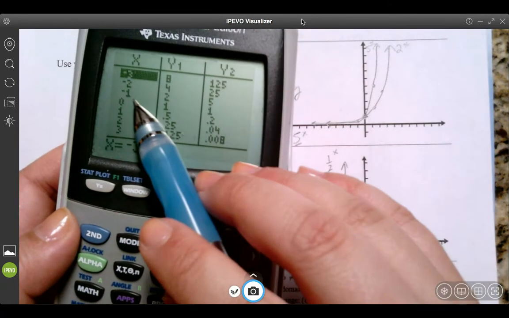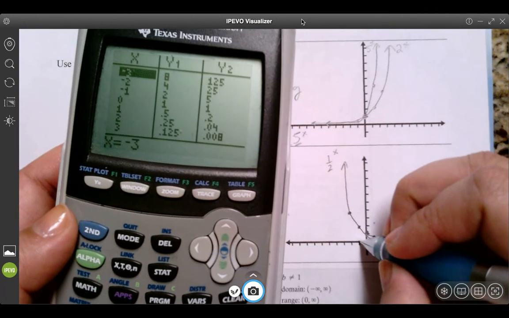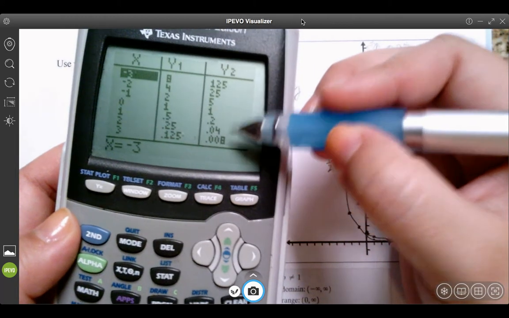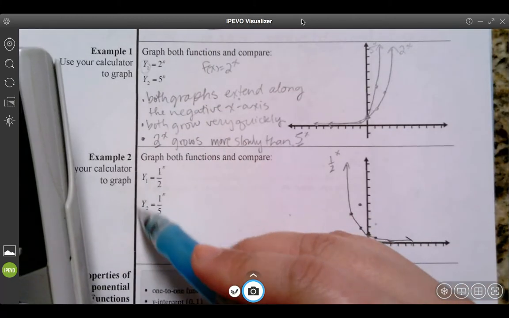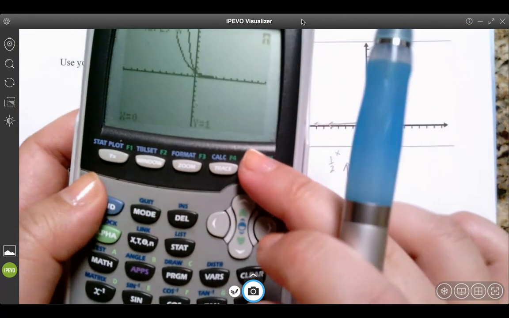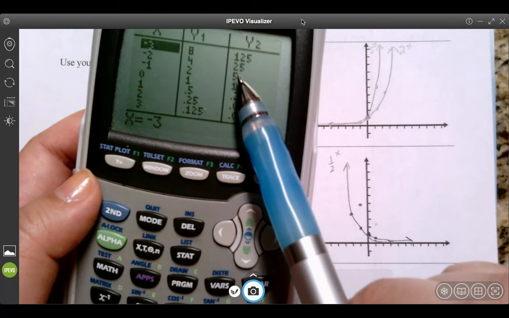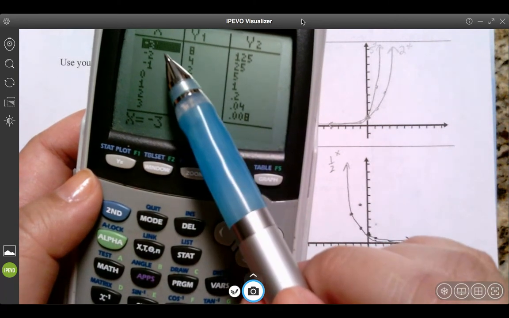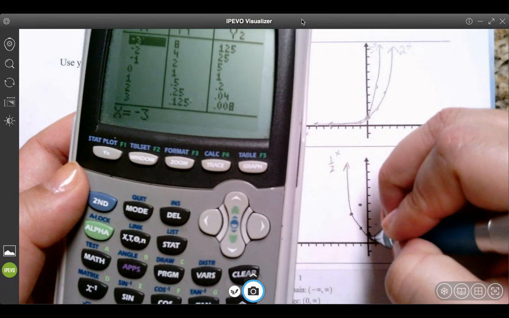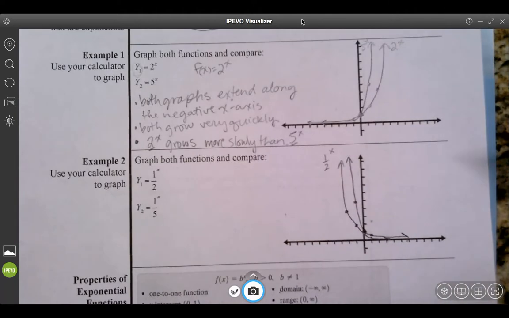And then we have the point (-1, 5). And we're looking in the y2 column because we're looking at the equation for y2. So we look at -1, the y value for the second function is 5. When x is -2, the y value for the second function is 25. That should sound familiar because those are the same values that we got for the last functions that we graphed.